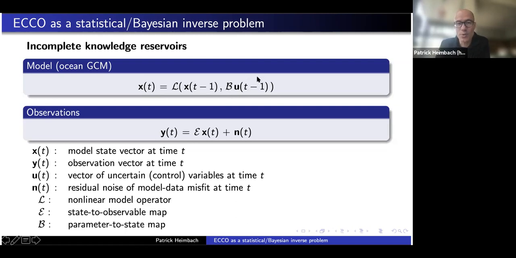So you could think of this U vector containing everything that might be unknown about solving this problem. This could also be the initial condition, surface boundary condition, model parameters. You could formally absorb all of this into this operator. On the other hand, we have observations at time t, and this curly E operator that projects the simulated state at time t onto the observation. Sometimes it's called the state to observable map operator, and then a residual noise vector here.